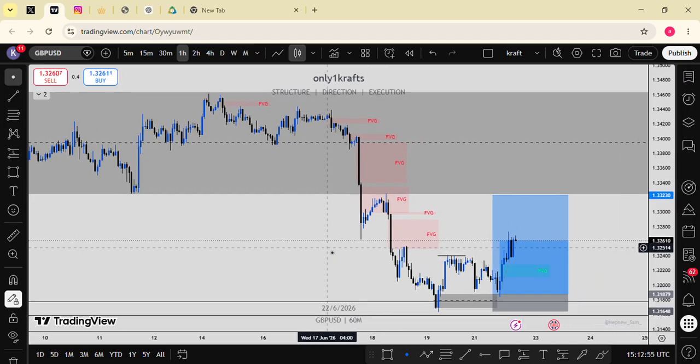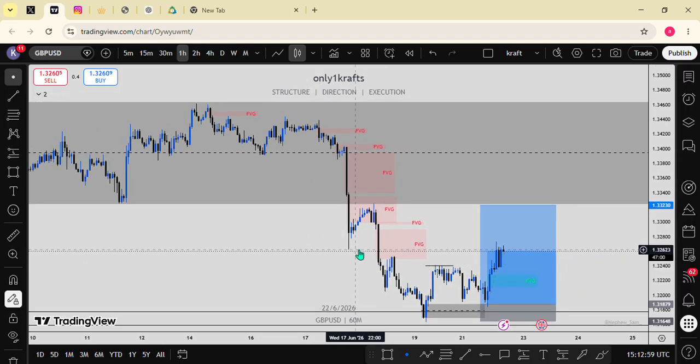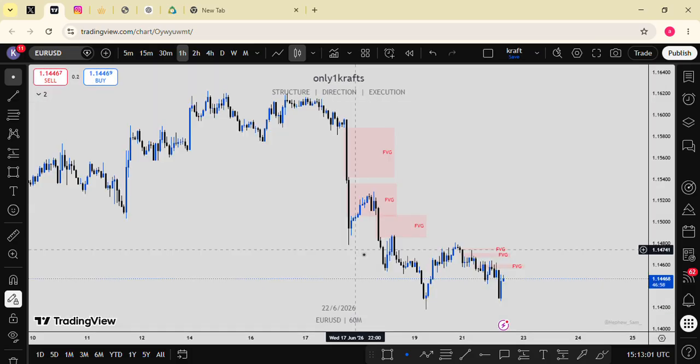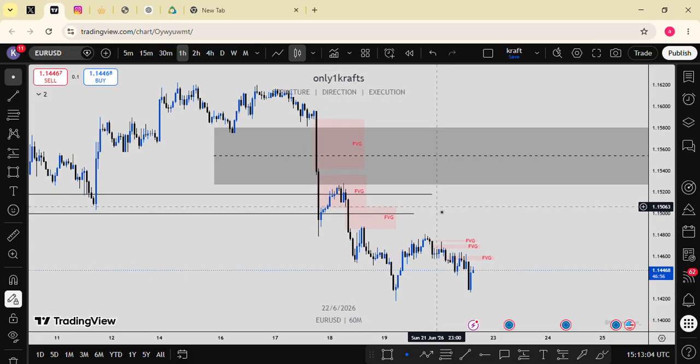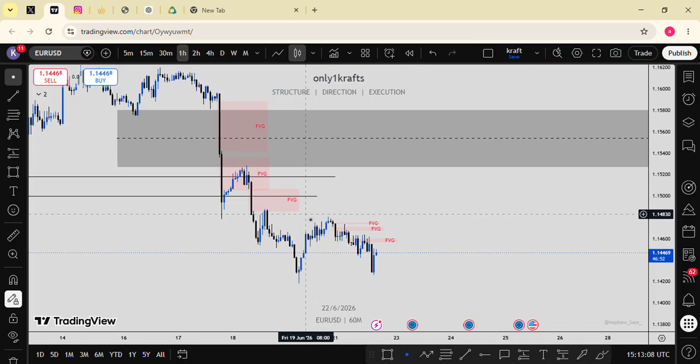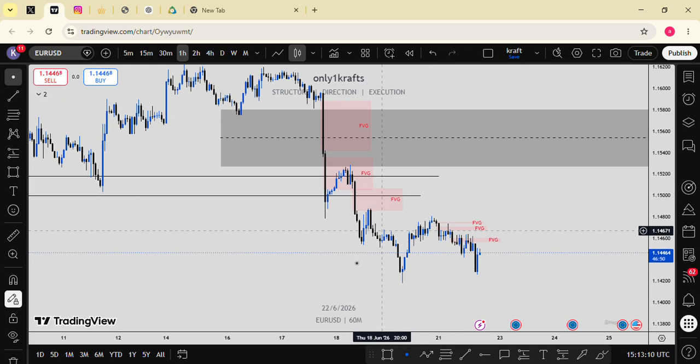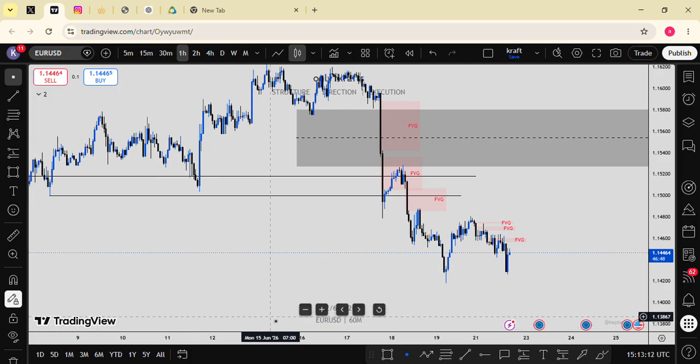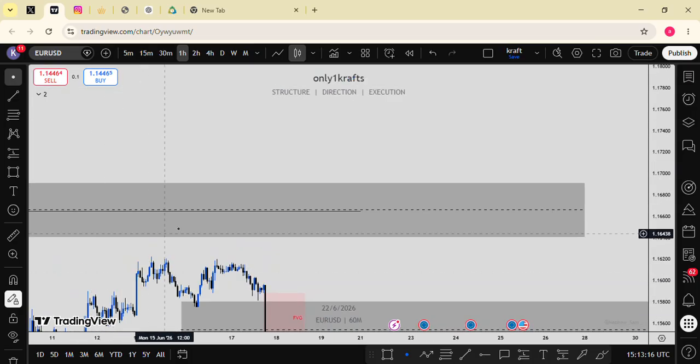Market structure is one of those concepts that can either be misunderstood or misinterpreted if you are not careful. For this video, I'm going to break down exactly how you are supposed to spot a real market structure shift. So let's get down to it. First, what is a market structure shift?